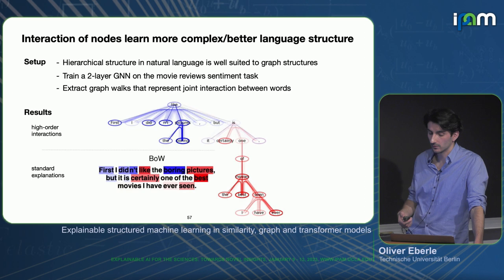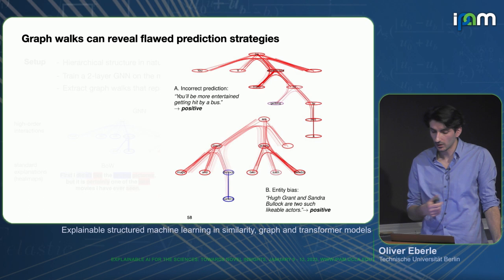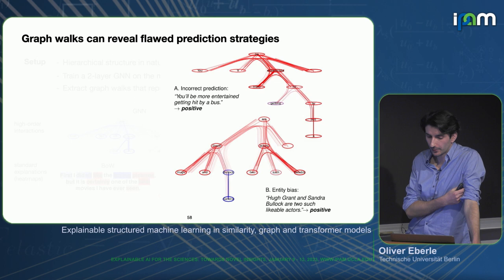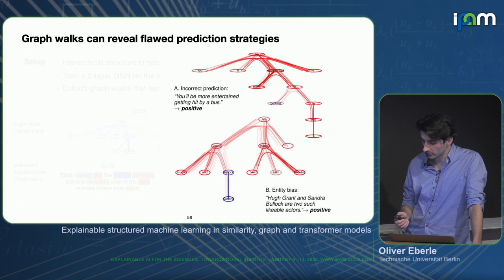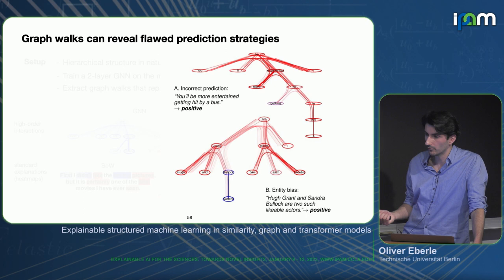And we have a few more examples here where we highlight specific flaws of our model, at least, but these often reoccur also in larger models. We have an incorrect prediction for the sentence "You'll be more entertained getting hit by a bus." Here the model has learned that the whole sentence contributes positively and all the interactions are mostly positive, but it still misclassifies it because it just doesn't understand the concept of irony. I think it's hard to code these things into language.